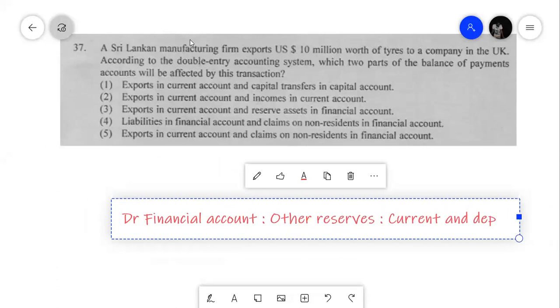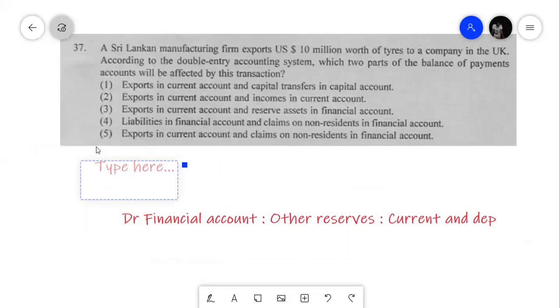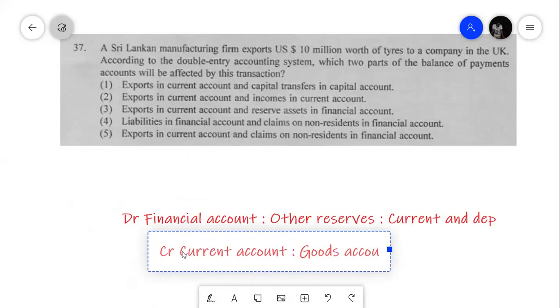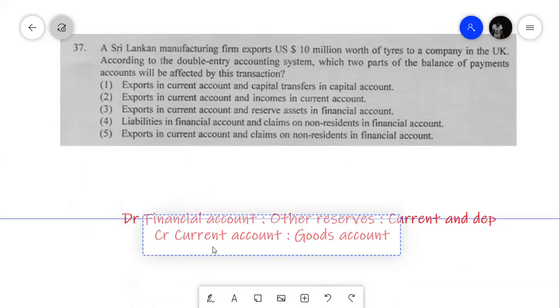We are exporting tires. So where does this go? Tires is a physical, tangible good, right? So where is the export going? It goes under credit, current account, your goods account, right? Yeah, it's a physical thing. That's your double entry. So in that context, see which one is the answer.